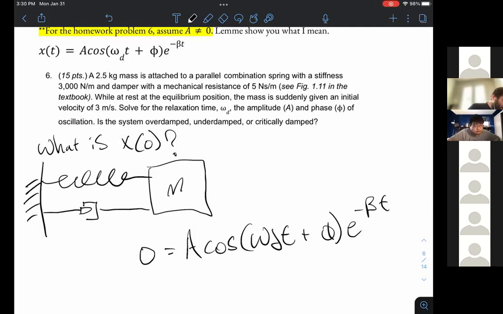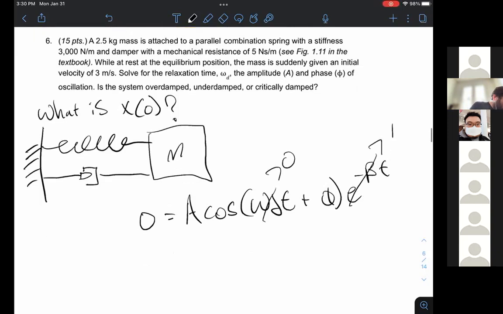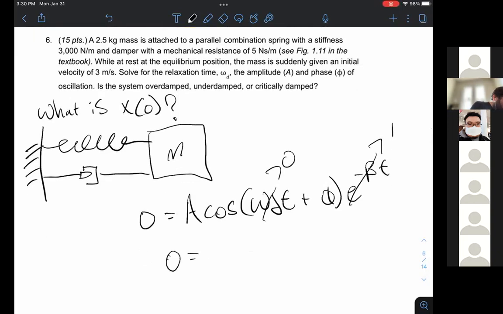But let's simplify this a little bit. t was 0, right? So this is going to go to 0. t is 0, so this is going to go to 1. Everybody okay with that, right? e to the 0 is 1. So that gives me 0 equals A cosine phi.